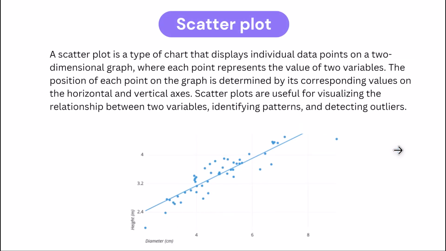And I think we also have this scatter plot diagram. We call it a scatter plot. It's a type of chart that displays individual data points on a two-dimensional graph, where each point represents the value of two variables. The position of each point on the graph is usually determined by its corresponding values on the horizontal and vertical axis. So once you have a point, for example, diameter in centimeters here, and then the height in meters, and you have a corresponding data point, for example, we may have 4 here and then a corresponding value here, you put a point. So you have different scattered points generated here.